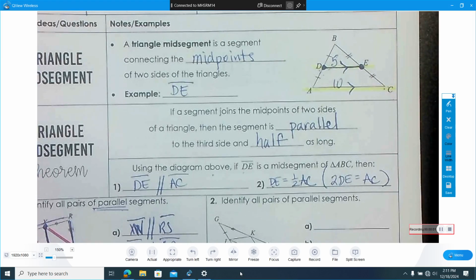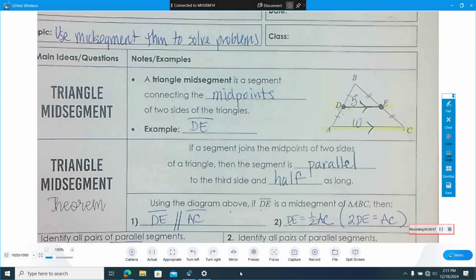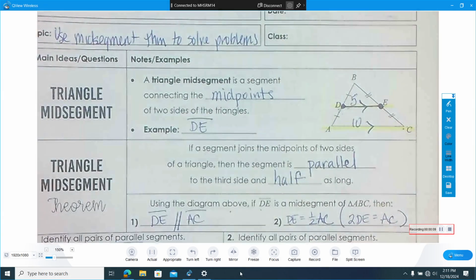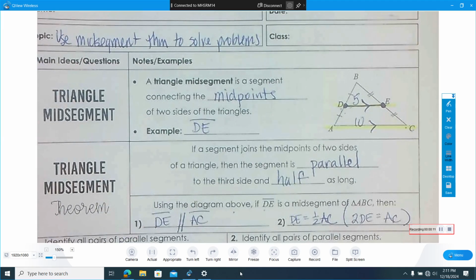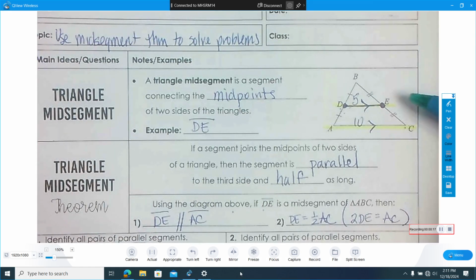Finishing up the notes from yesterday. So we started talking yesterday about midsegments. And the midsegment connects midpoints. So in this picture, DE is what we call a midsegment. It's the midpoint of side AB and the midpoint of side BC.